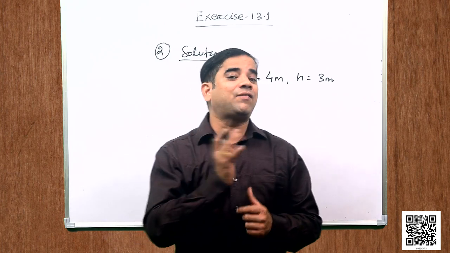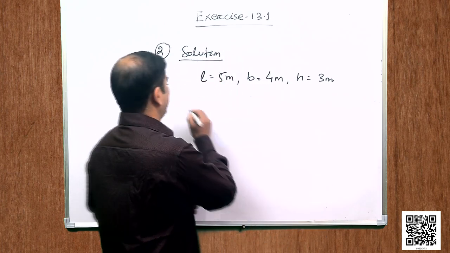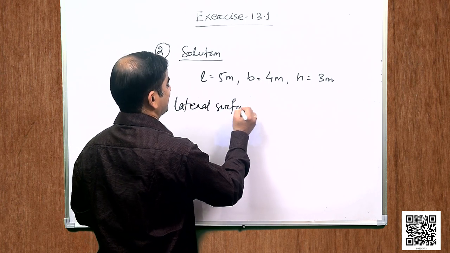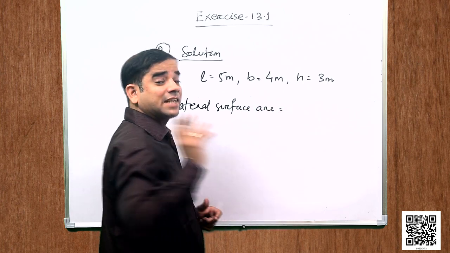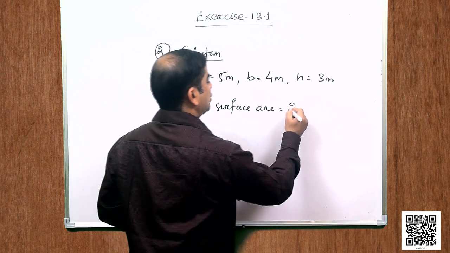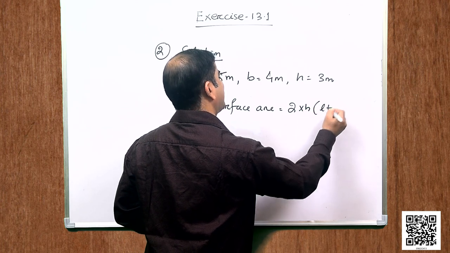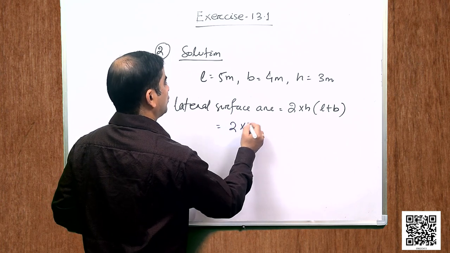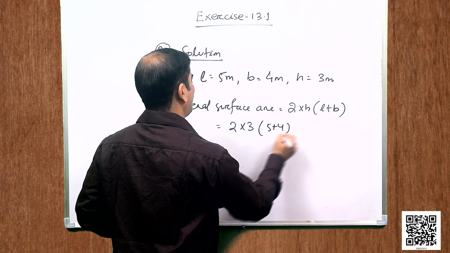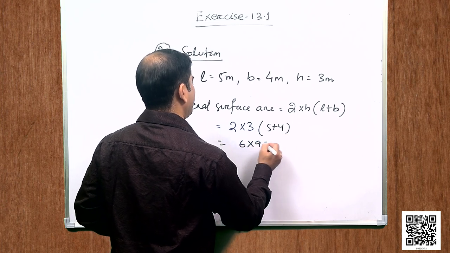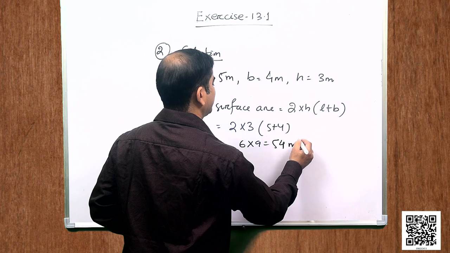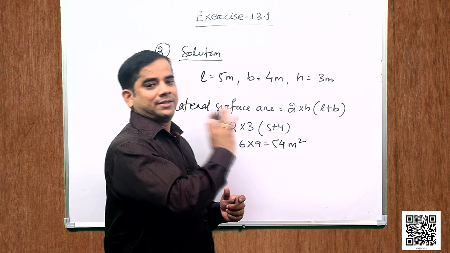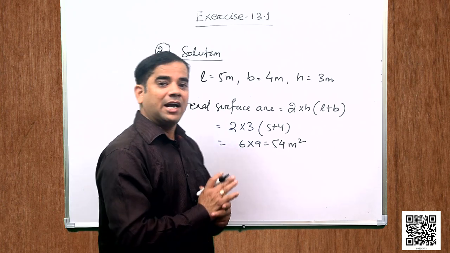What should be the lateral surface area? The lateral surface area, which is in this case the surface area of the walls, that is 2 into (L plus B). So that is equal to 2 into (5 plus 4), 2 into 9, 18... that is, 2 into 9 into 3, 54 meter square. So this is the area of the walls.